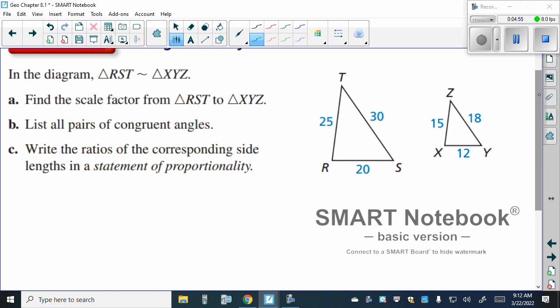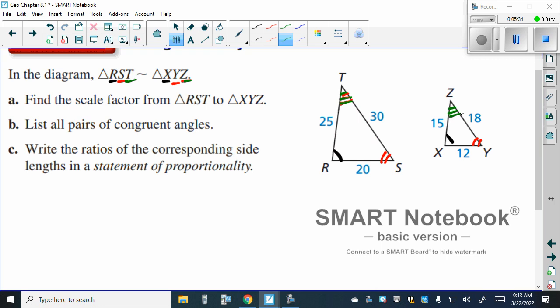So when we look at this here, RST is similar to XYZ, and they will match up that way. So R is going to match up to X. S is going to match up to Y. And T is going to match up to Z. Questions on this here? Pretty good.